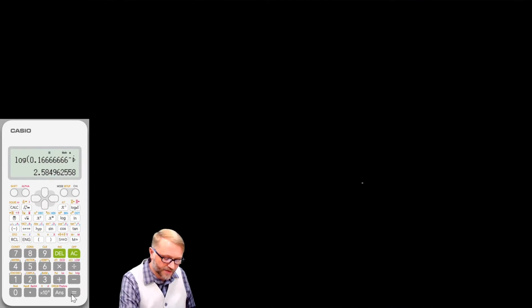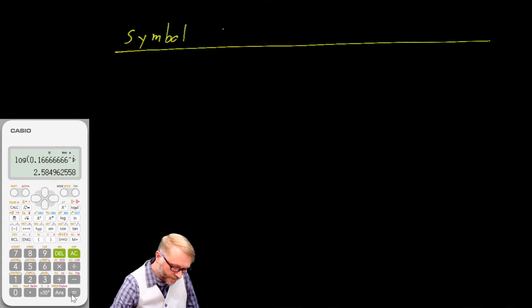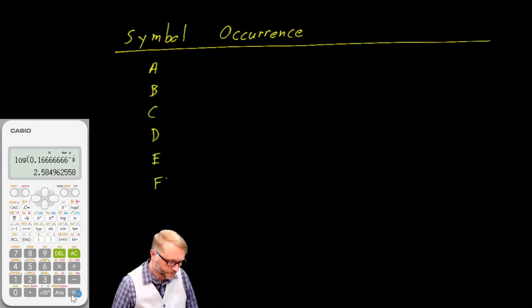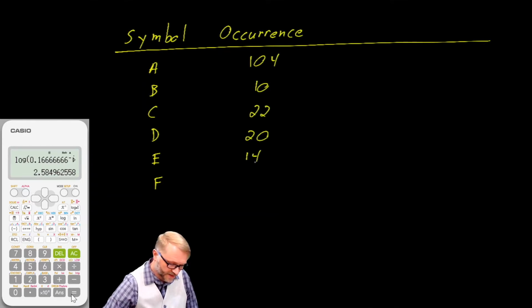Let's look at this a different way. Let's add some symbols. Here's the occurrence of that symbol. So let the symbols be A, B, C, D, E, and F. And as far as occurrence goes, 104 for type A, 10 for B, 22, we'll say 20, 14, and 30.